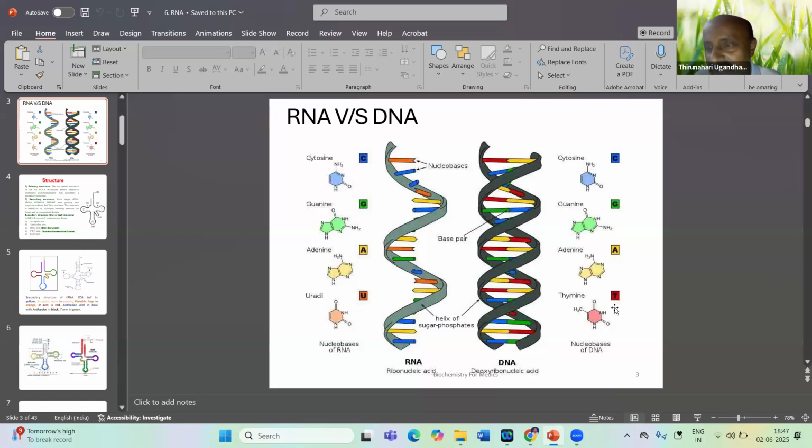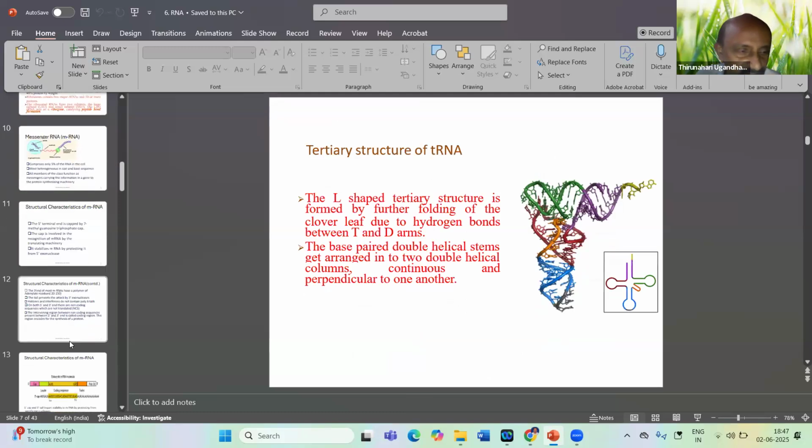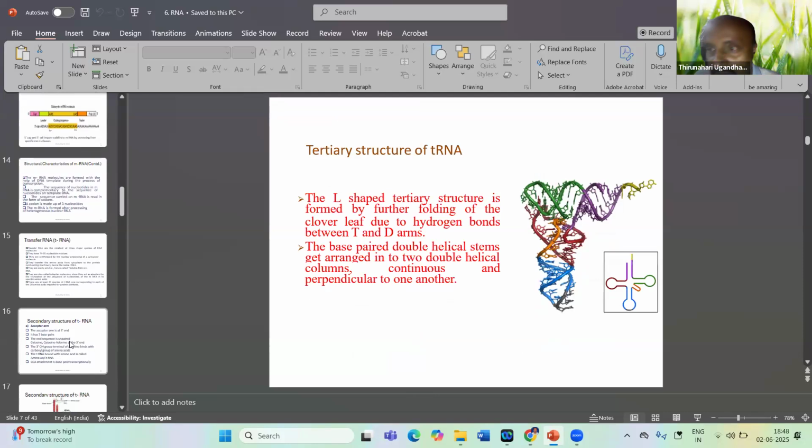The DNA to RNA difference is that RNA is majorly single-stranded, and uracil is present instead of thymine. Cytosine, guanine, adenine, uracil are the nucleobases of RNA; cytosine, guanine, adenine, thymine are the nucleobases of DNA. RNA is ribonucleic acid, and DNA is deoxyribonucleic acid. This completes the topic.